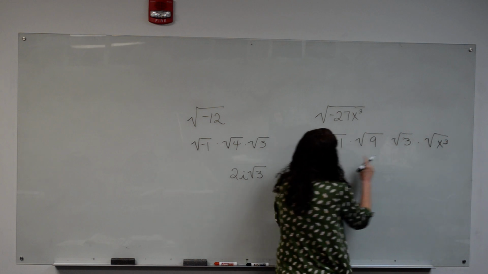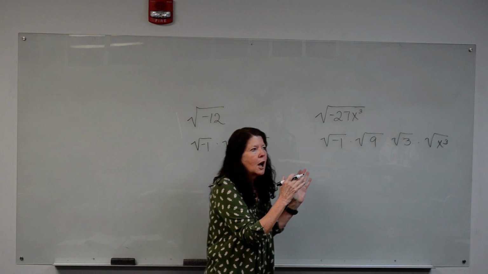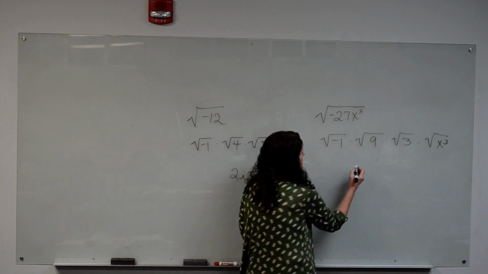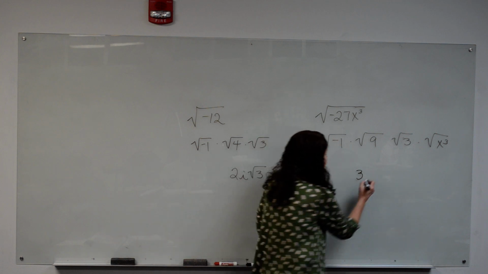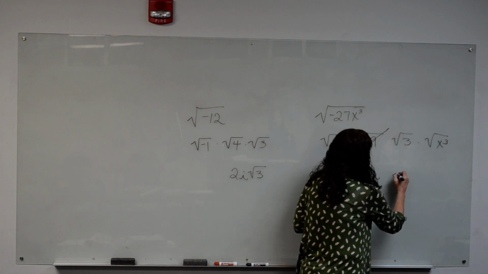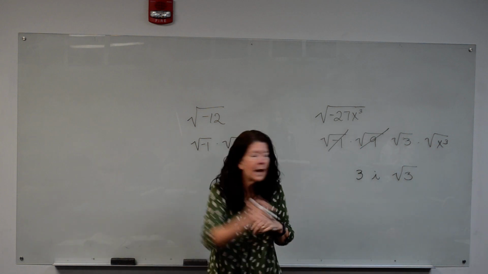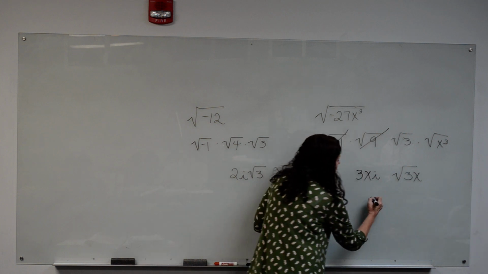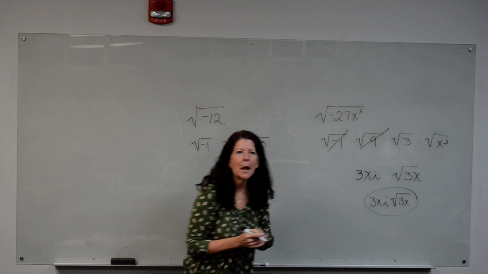It's not hard, especially compared to what y'all have been doing. I can do it in any order, but understand the i needs to go at the back, just like the variables do. So the square root of 9 is what? 3. The square root of negative 1 is i. But then I also have a square root of 3 over here. What about that one? X on the outside. I can pull out an x and I can leave an x underneath. So I have 3xi times the square root of 3x.